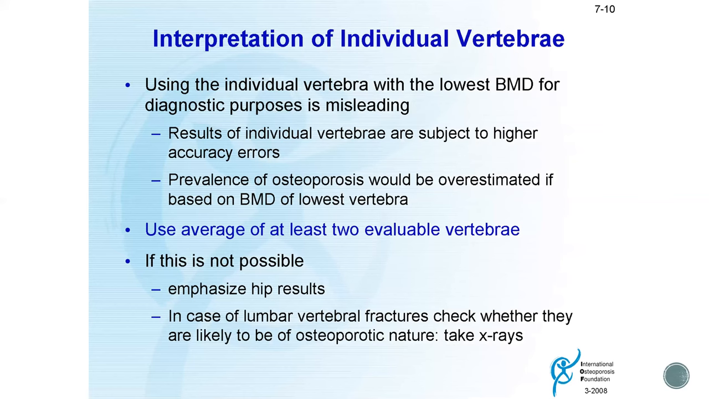In individual vertebrae, you should not use individual vertebrae, and the use of the vertebrae with the lowest BMD to report is actually misleading. So try and use at least an average of 2, if not the total lumbar spine value. And if this is not possible, look at the hip.